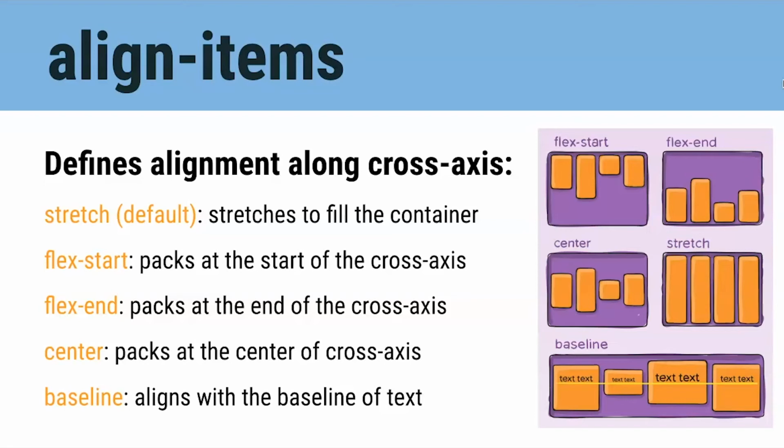Stretch, the default value, stretches items to fill the full container. Flex Start packs items at the start of the cross-axis. Flex End packs items at the end of the cross-axis. Center packs items at the center of the cross-axis. And finally, Baseline aligns items such that the baselines of the text are all aligned.